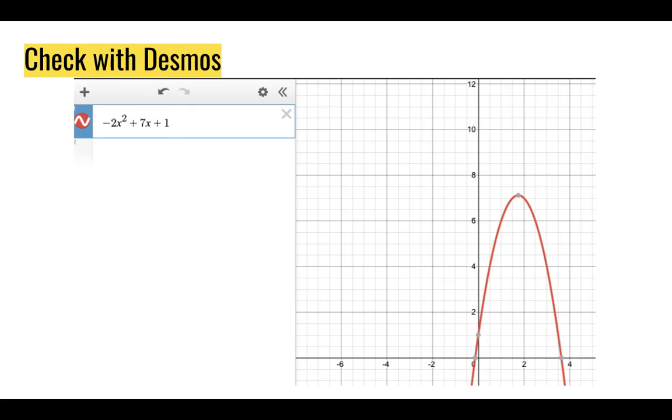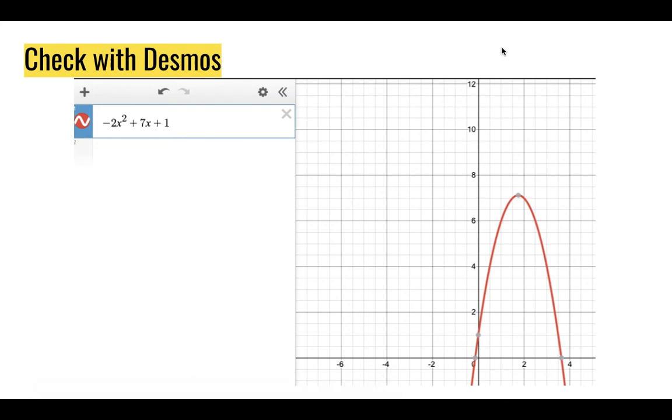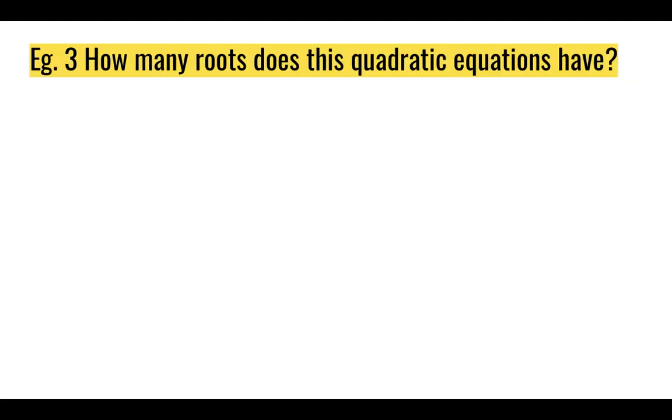So again, check it in Desmos. If you plot this equation, yes, indeed, this parabola does go through the x-axis twice. Once here and once here. So this discriminant doesn't tell us what the zeros are, it's just telling us how many there are. And sometimes you just want to know how many solutions there are. And this is a quick way to check that.